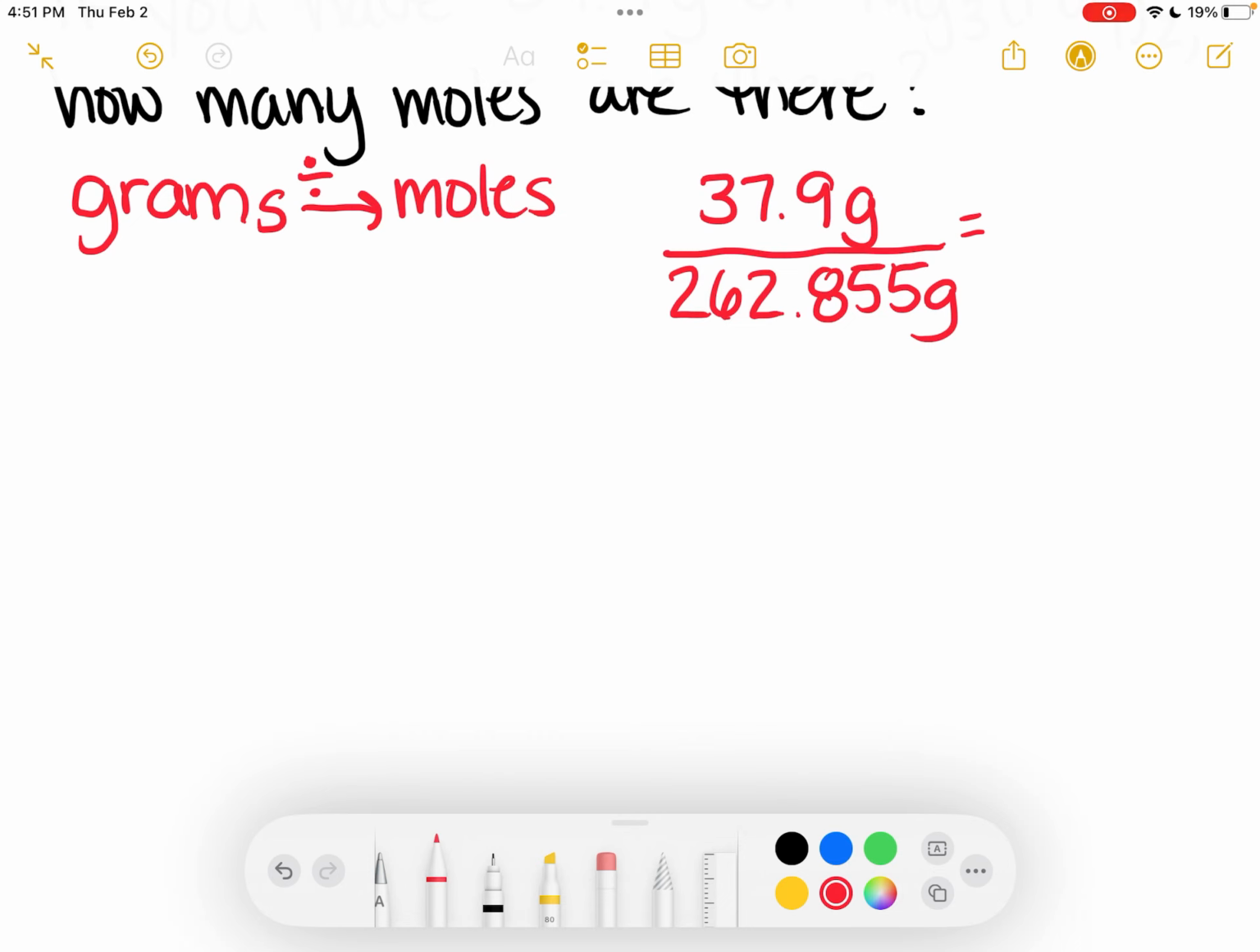Calculate that out. Round it to 3 digits, because that's what this number has. It has 3 digits. 0.144 moles.